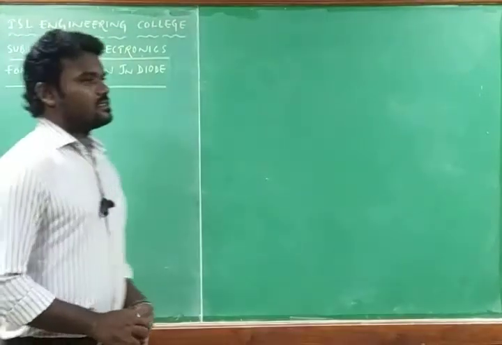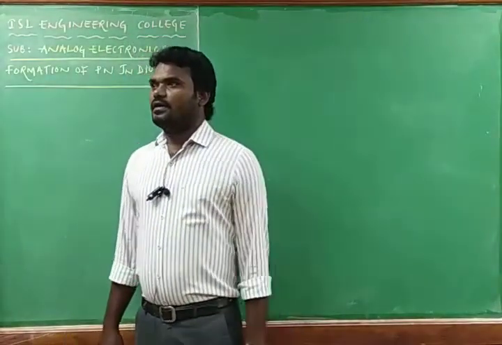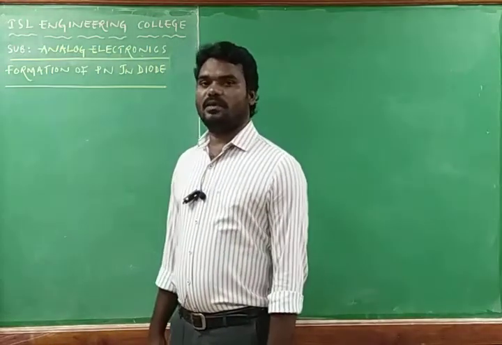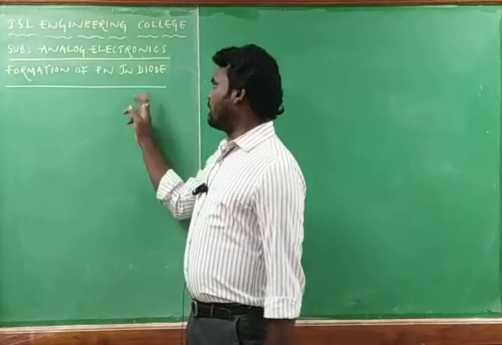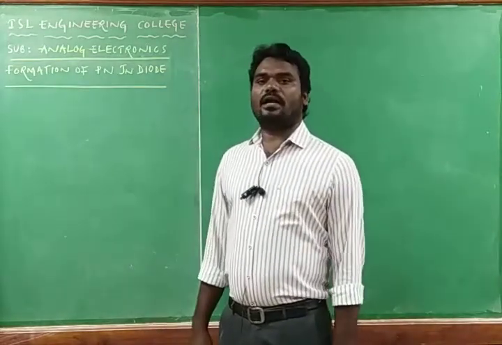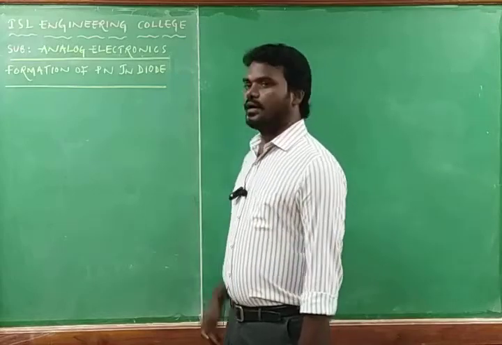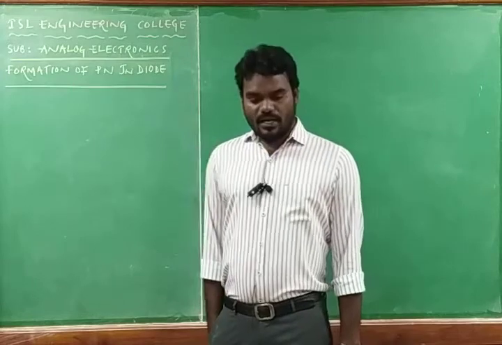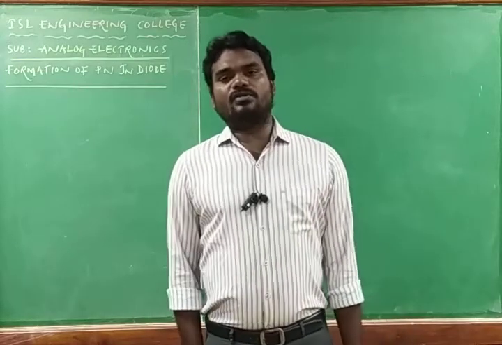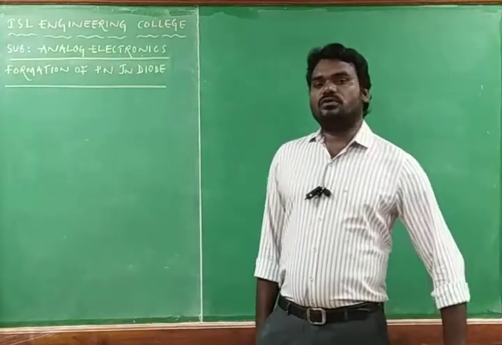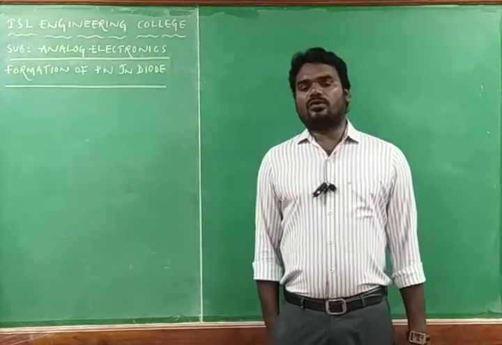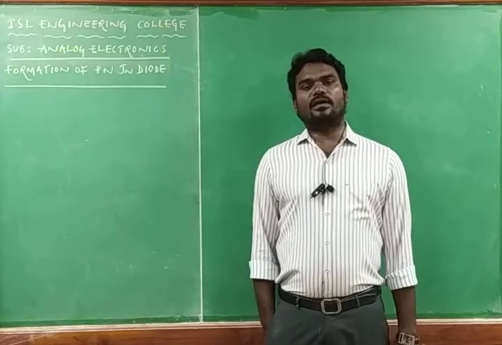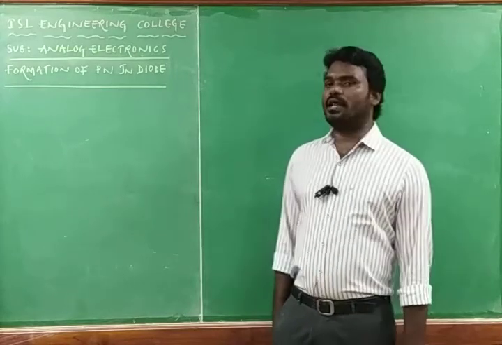In the last class, I gave the standard definition for the p-n junction diode, or simple diode. Diode stands for di plus electrode. Di means two, and electrodes are nothing but anode and cathode. A semiconductor device or component which has two electrodes is named a diode.